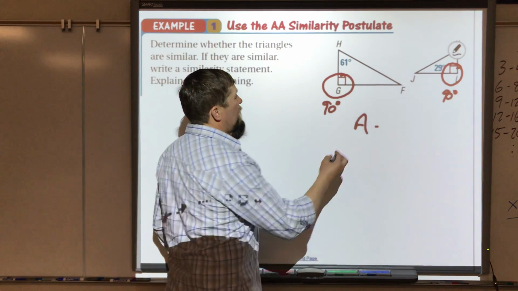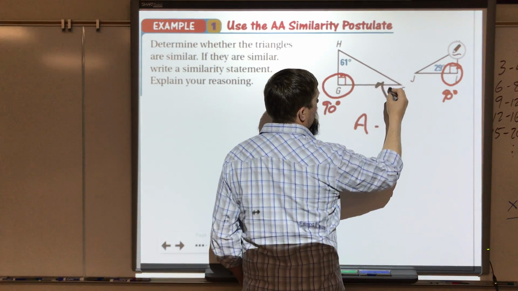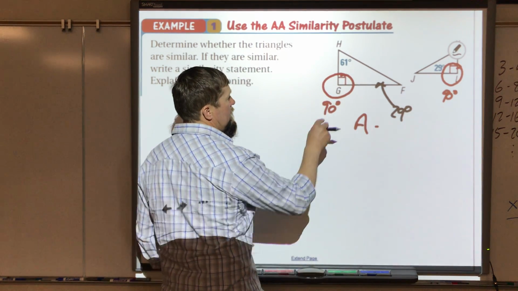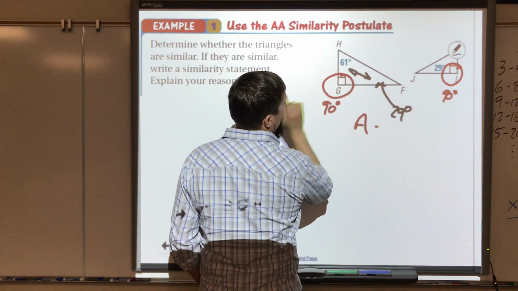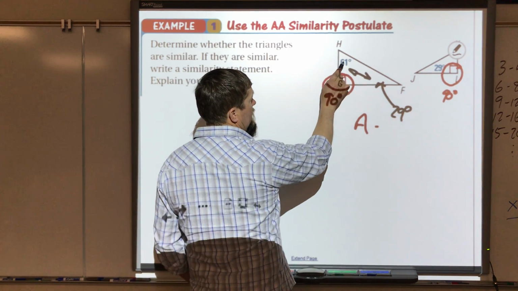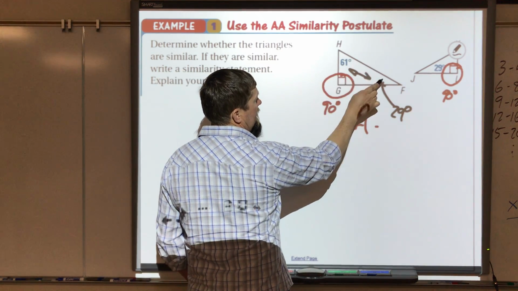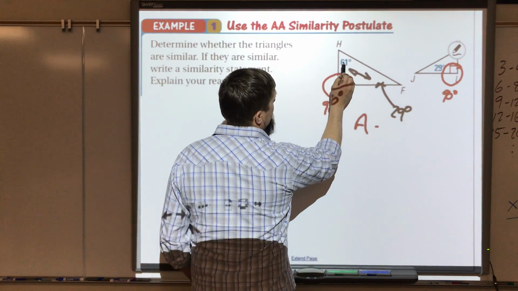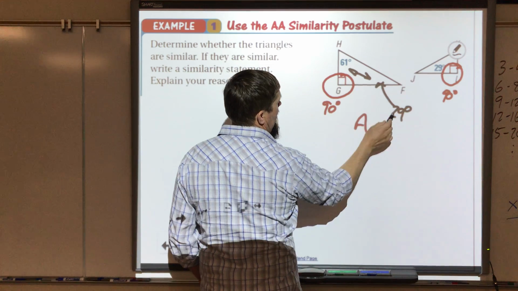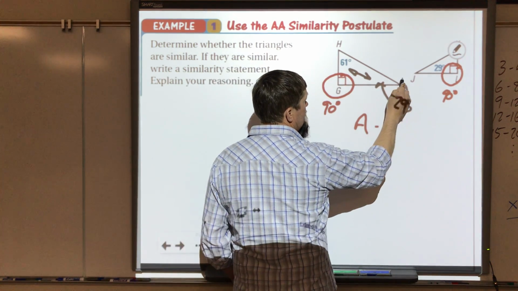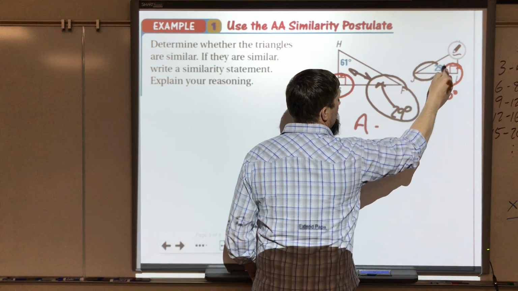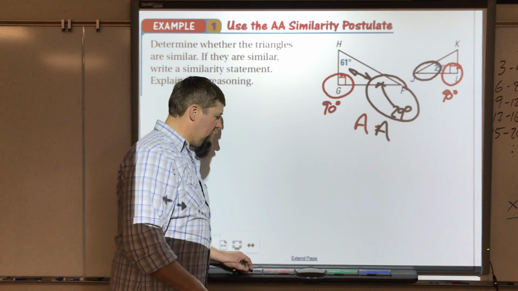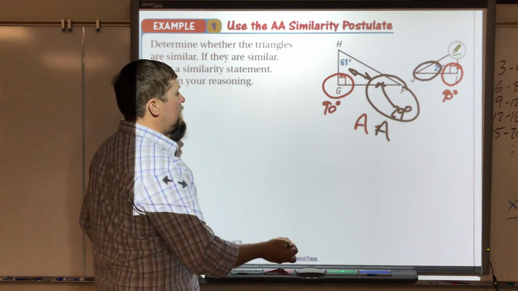Now, this one we can show is 29 degrees. The reason we can show that is because these two angles have to be complementary, and so the angle that adds up with 61 to get 90 has to be 29. Well, if this one's 29 and this one's 29, then that gives me the other angle that we need. So therefore, these two are similar.